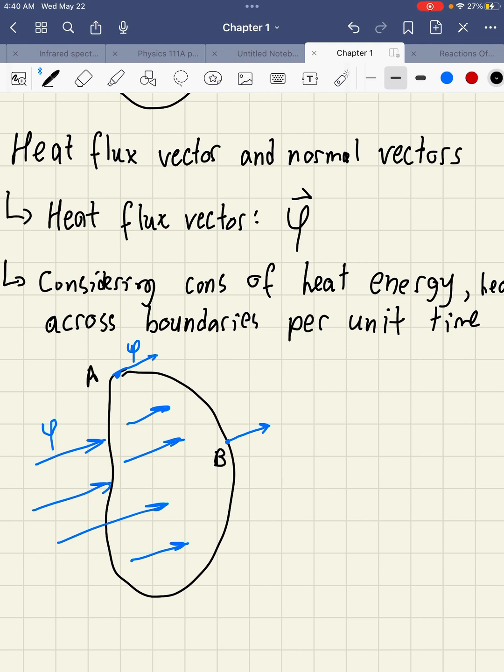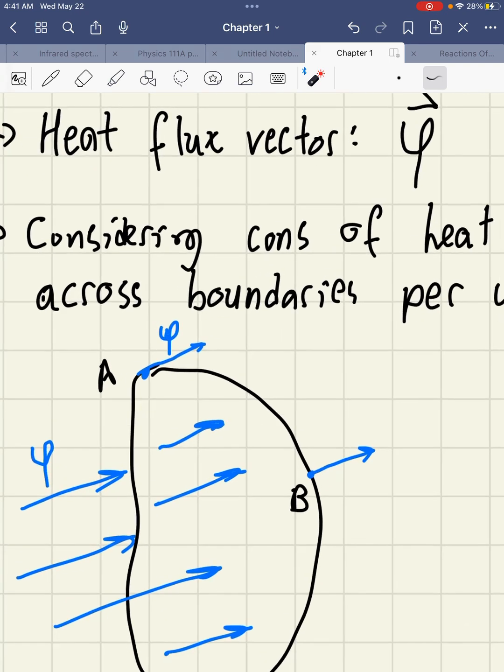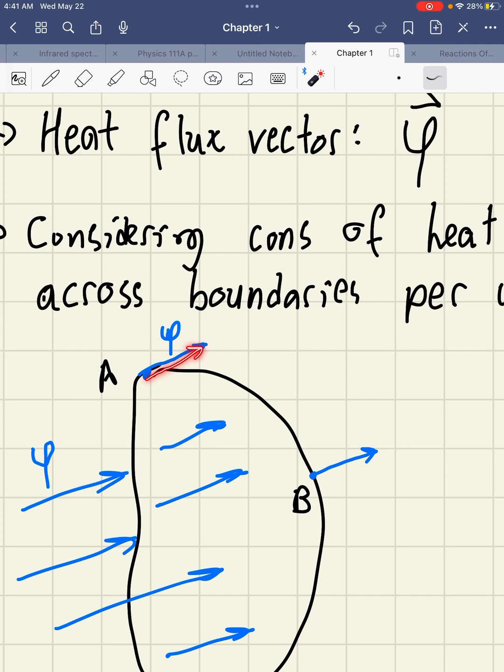Okay. At point A, the heat flux is just parallel. The heat flow is just parallel to the boundary, or the tangent to the boundary. So therefore, no heat energy is crossing the boundary at that point. And that makes sense, right? Because it's just going over the wall and that's it. Nothing happens. No heat energy there.